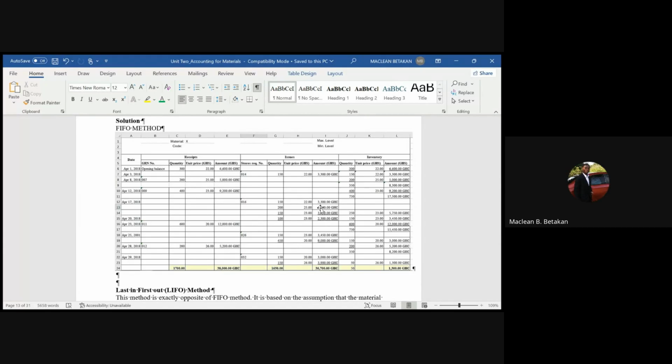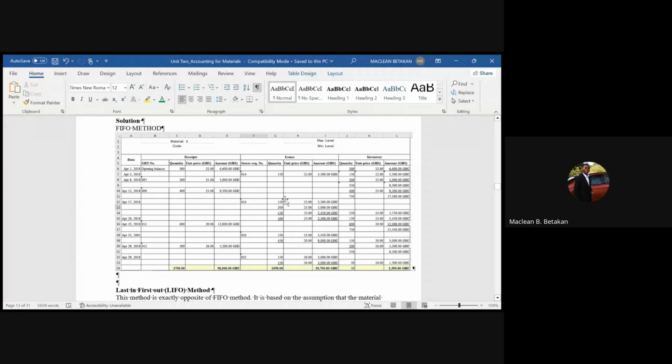So 150, we want to go and check. So on what are we issuing the 150? 400 is in stores and its value is 23. Now, this 400, we can issue 150 from this 400. So we are issuing the 150 from 400. And the value of the 400 was 23 cedis per unit. So we multiply 23 by 150 and you get 3,450.